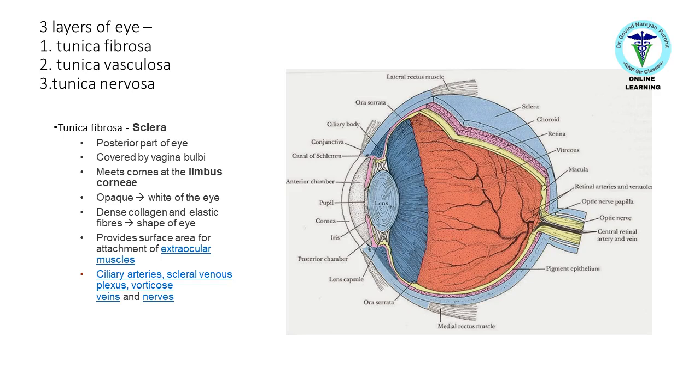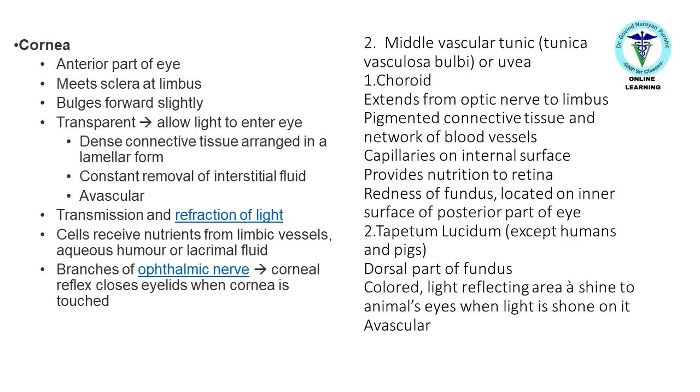The eye consists of 3 layers: the tunica fibrosa, tunica vasculosa, and tunica nervosa. Each layer has specific functions and structures that contribute to the overall function of the eye. The cornea is the anterior part of the eye, allowing light to enter. The middle vascular tunic, or uvea, includes the choroid, ciliary body, and iris, which provide nutrients and control light entry.